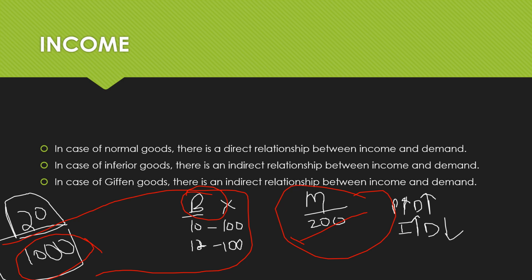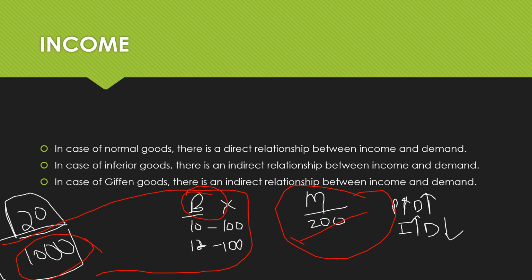So when the income rises, the demand for Giffen goods will fall. And in this case, the given good is bread. So with the rise in income from 20 to 1,000, there will be a fall in demand of Giffen goods because the consumers are shifting to something else. So this is how the income effect works in the case of Giffen goods.